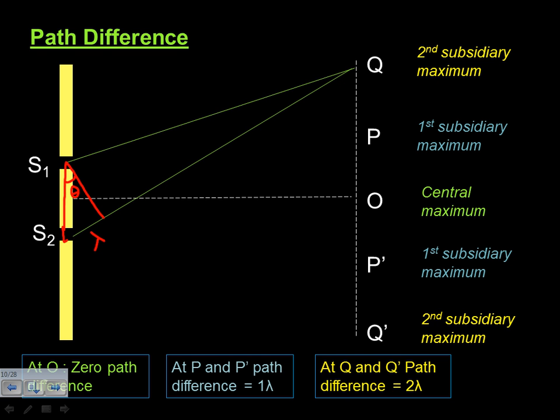Anytime you have the maximum, it's a difference of lambda. So if it's your central maximum, that is order, or n equals 0. Your next maximum would be n equals 1. And it's on top and bottom, because you see the same effects on top and bottom. It's not a positive or negative 1. It's just n equals 1. And then your second subsidiary maximum is n equals 2, top and bottom. And it says down at the bottom that n equals 2 means it's a path difference of twice the wavelength.